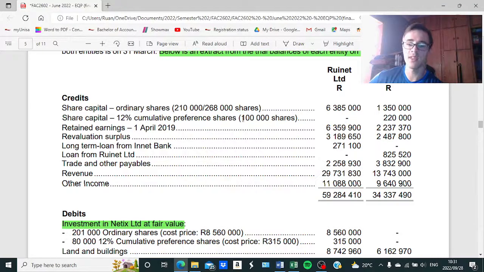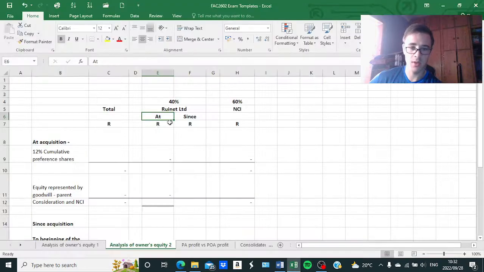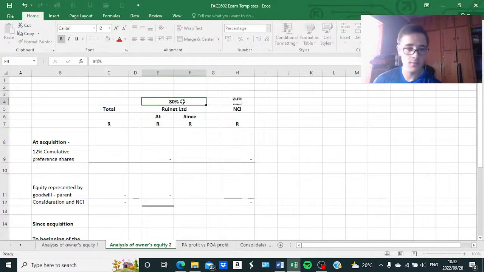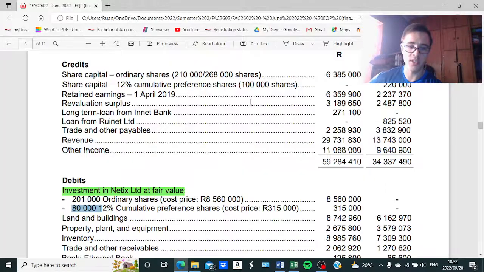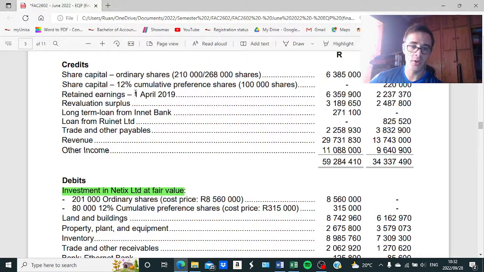Okay, so 100,000 preference shares have been issued by the subsidiary, so that will give us an 80% interest. 80,000 divided by 100,000 times 100 will give you 80% for Runate Limited. And the type of preference shares is cumulative, as is usually the case in this module.